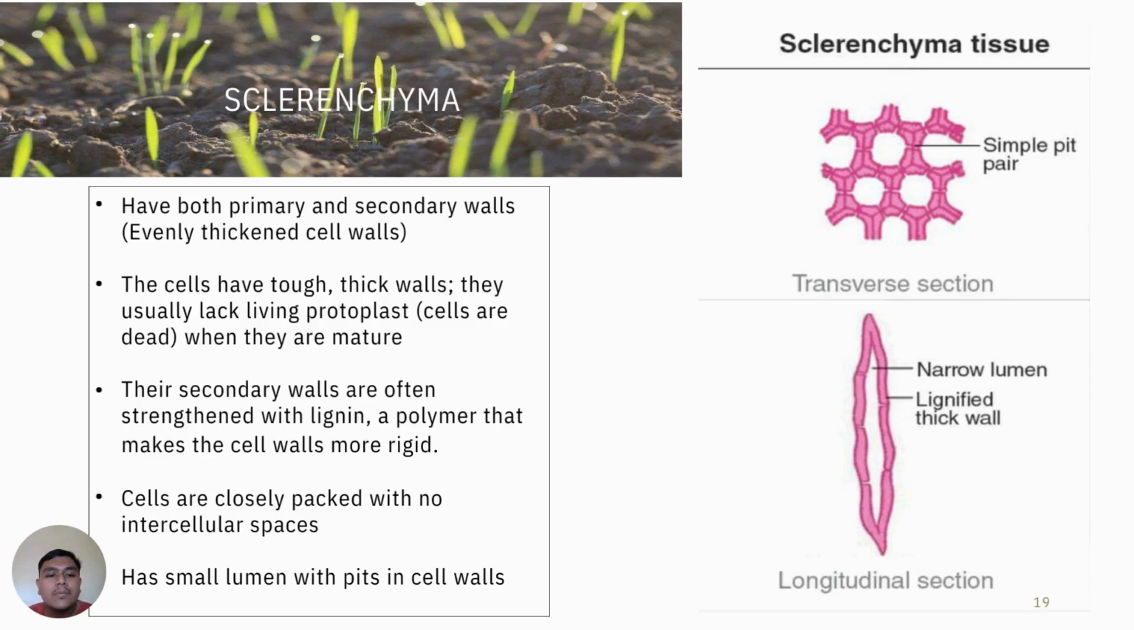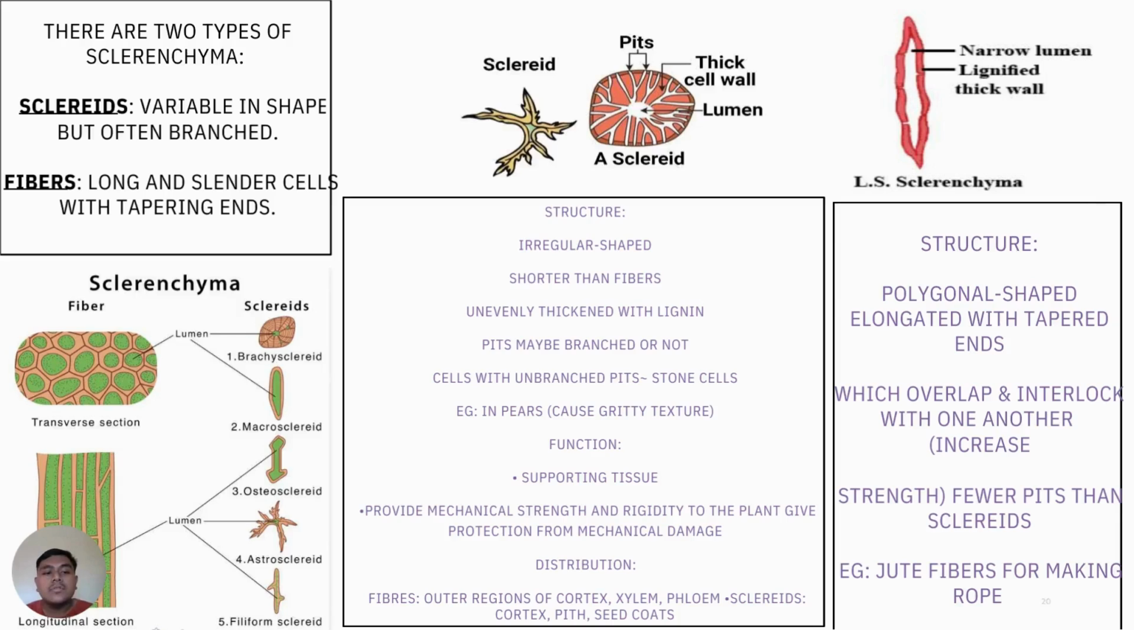Sclerenchyma has both primary and secondary walls, evenly thickened cell walls. The cells have tough thick walls; they usually lack living protoplasts. Cells are dead when they are mature. Their secondary walls are often strengthened with lignin, a polymer that makes the cell walls more rigid. Cells are closely packed with no intercellular spaces, a small lumen, with pits in cell walls. There are two types of sclerenchyma, which are sclereids and fibers.